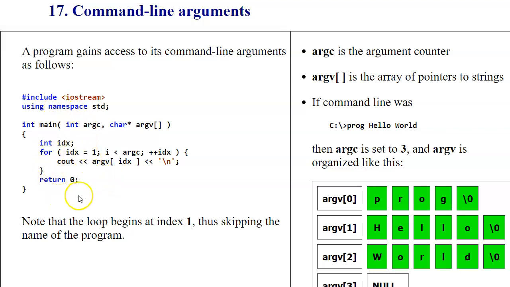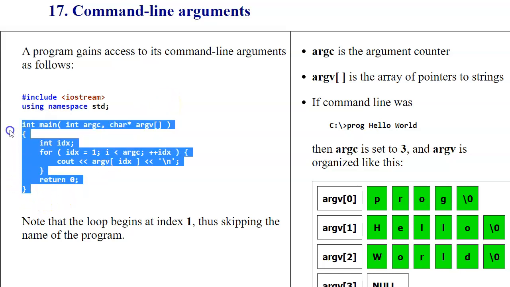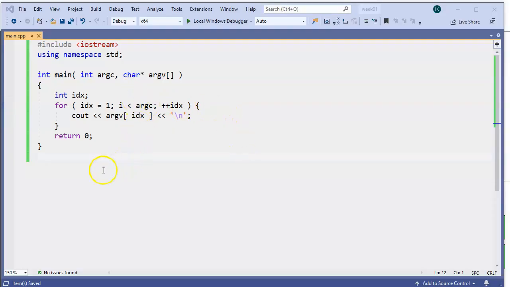This sample demonstrates how a program can gain access to command line arguments. So let's try this example in our code. And you can see that the main function signature changes, and now it is taking two parameters, argument counter and argument values.